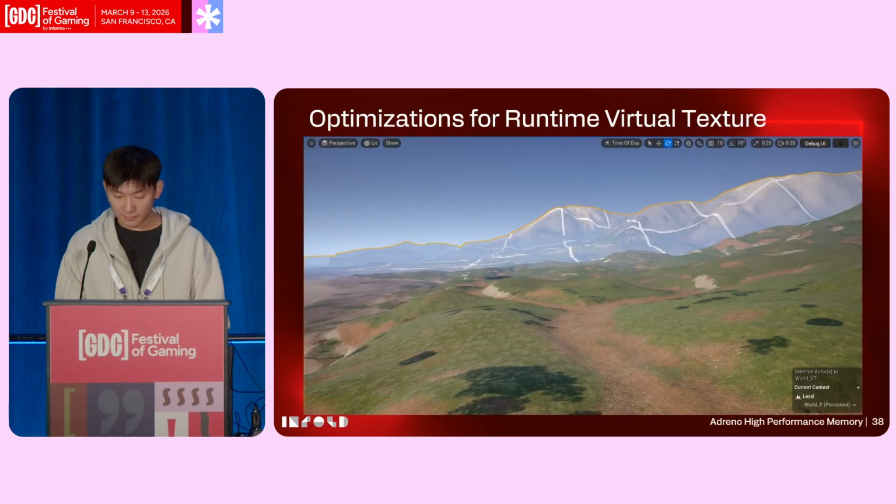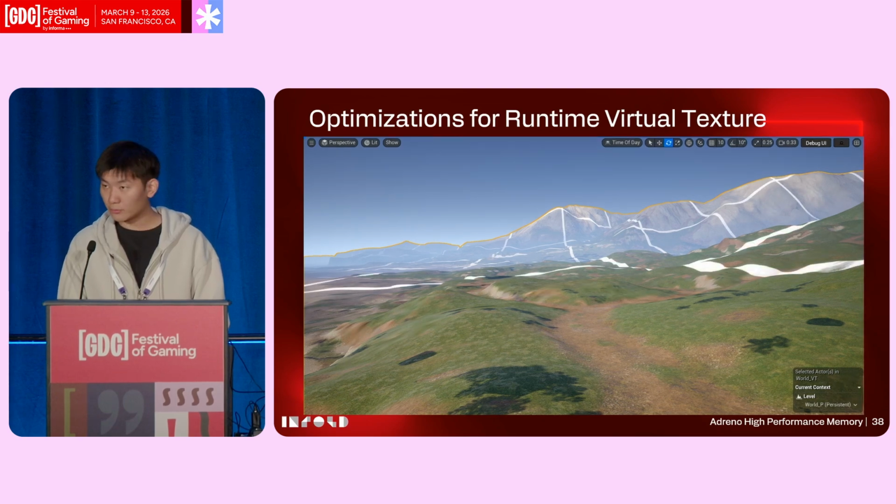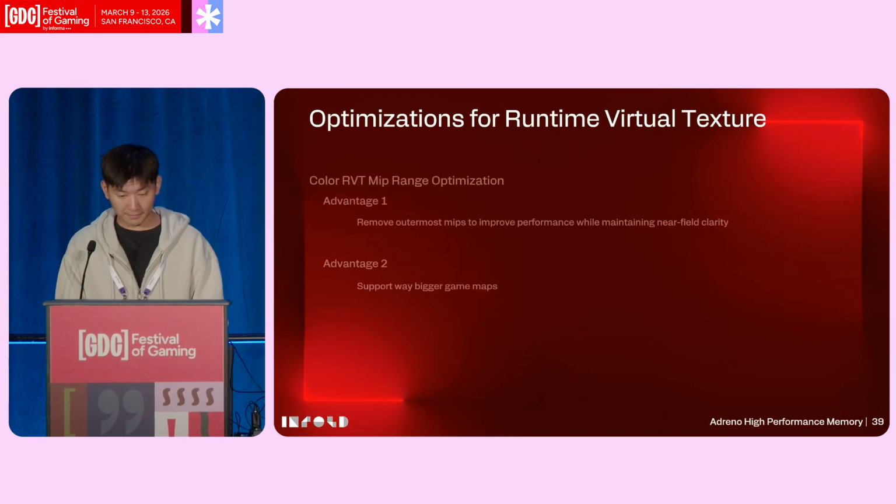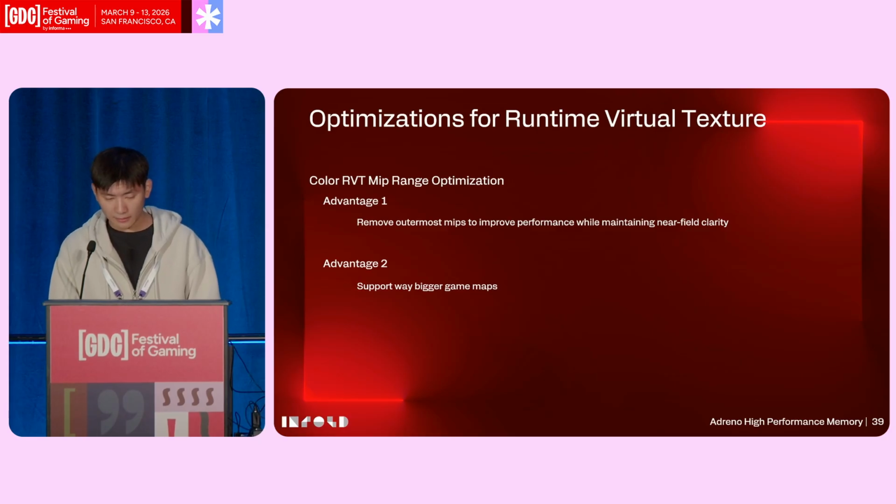And for this demo, I removed more layers than usual to make the difference visible. In the result, 100% near-field detail is preserved, and we still get the performance boost, no trade-off at all. And the second advantage of this optimization, we can support much larger maps with the same RVT performance cost and SVT quality levels.